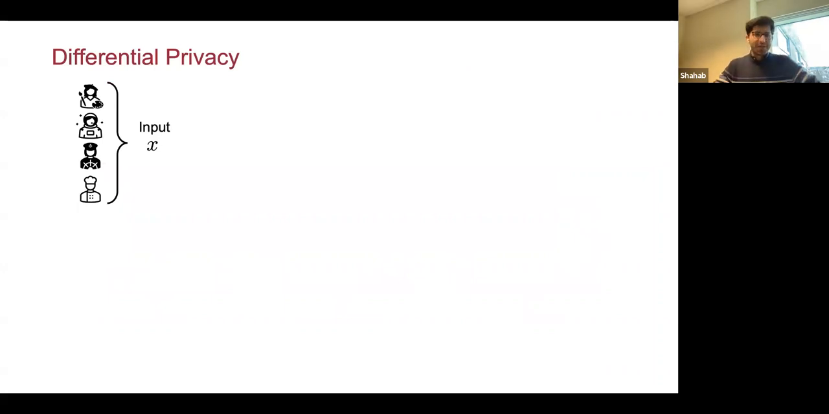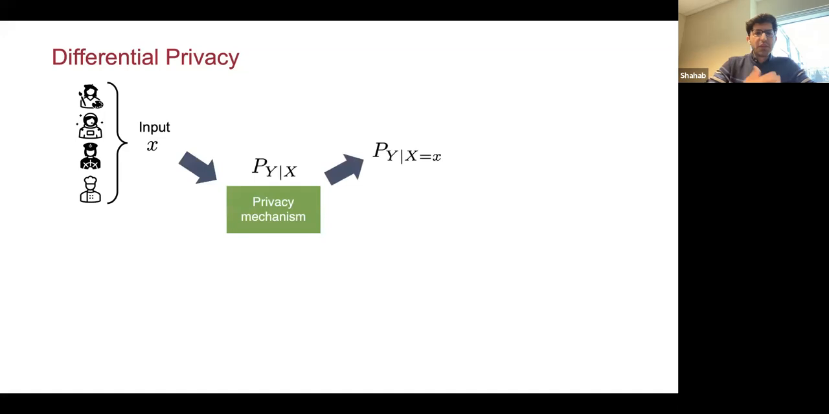I know that you're all familiar with differential privacy, but let me just define it one more time. Suppose we have a data set containing information of a bunch of individuals, and we are interested in some aggregate statistic. This X is the aggregate statistic that we are interested in about this data set. But we know that we cannot publicly release this aggregate statistic because of many different attacks. What we do is pass this aggregate statistic through a privacy mechanism, which generates a random variable as the output. And the distribution of this random variable is P(y|x).